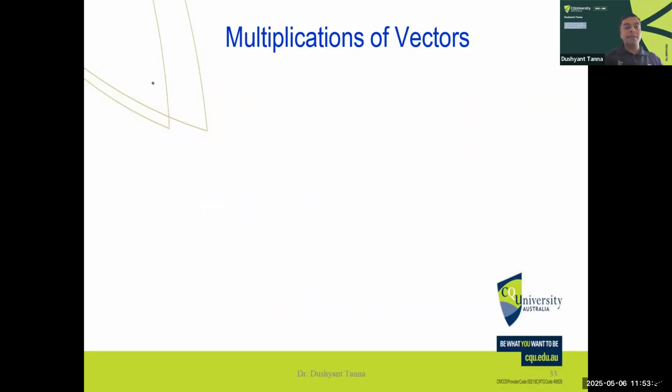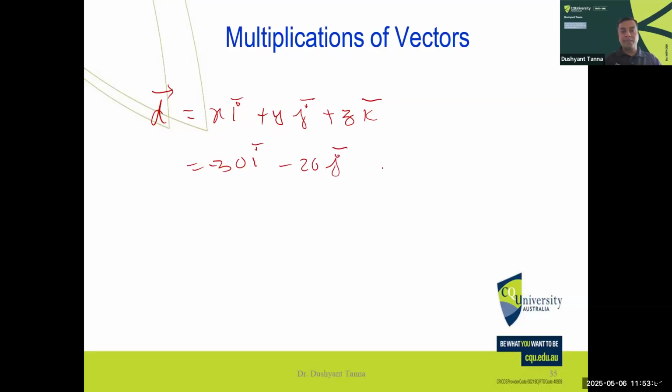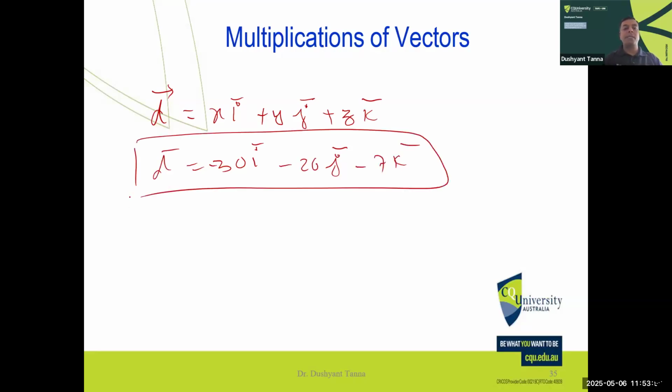I got my x, y, and z, and therefore, see, x, y, z was a part of my question. I wanted to find vector d. So just bear in mind what x is, which is minus 30i, y, which is minus 26j, and z, which is minus 7k. That is my vector d. Okay.